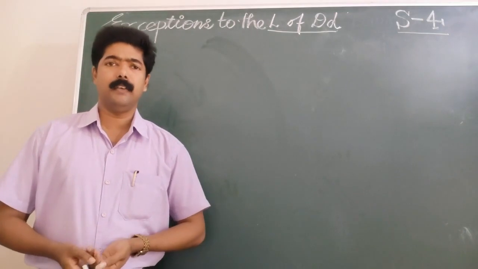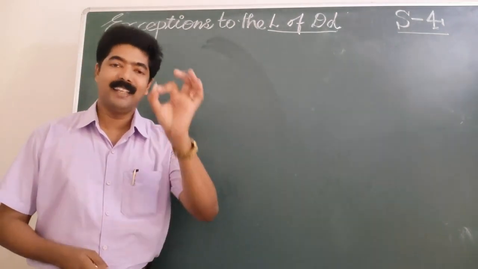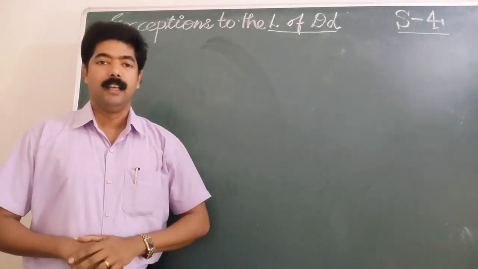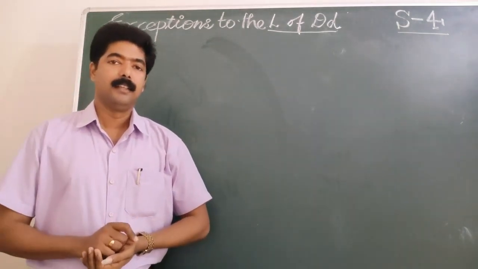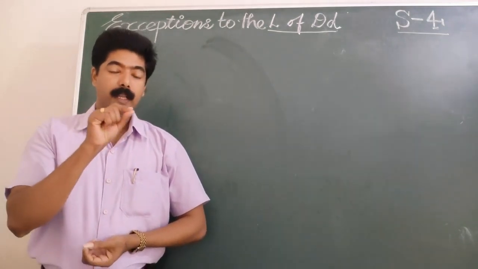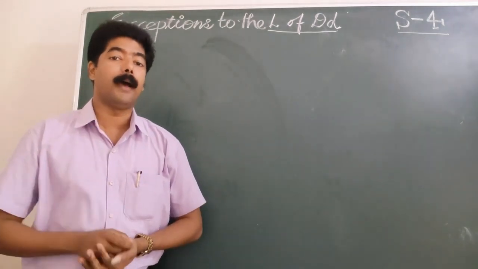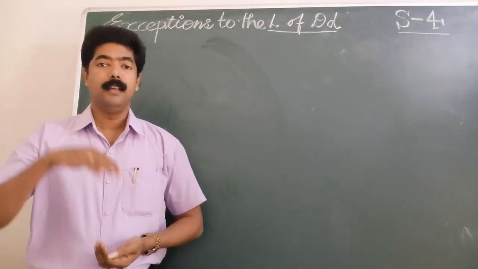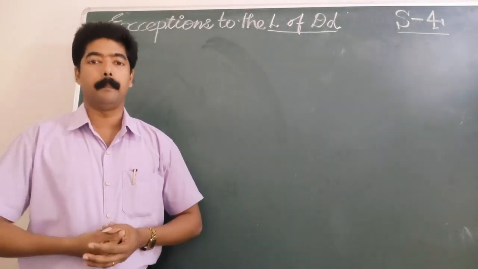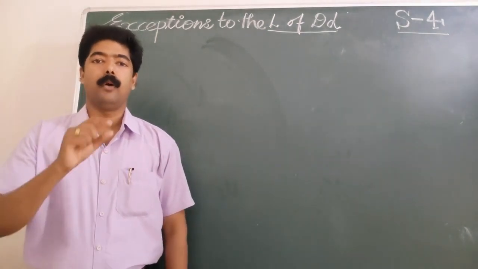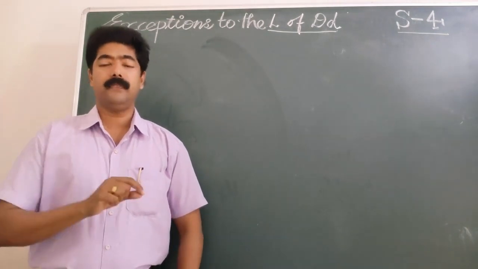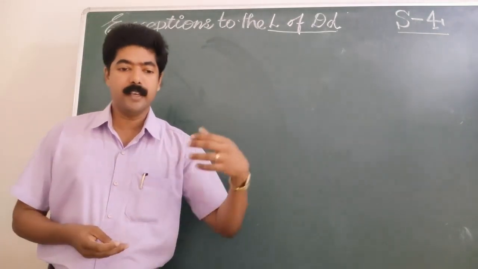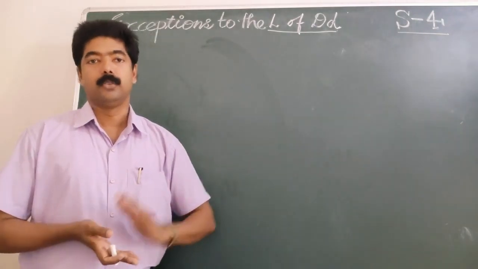Therefore, the demand curve in those cases will not be negatively sloping. Instead, we will see a positively sloping demand curve, a demand curve that moves up towards the right side. That means the demand curve is positively sloping from left to right, upward. So this relation you will see, and those situations we are going to explain.